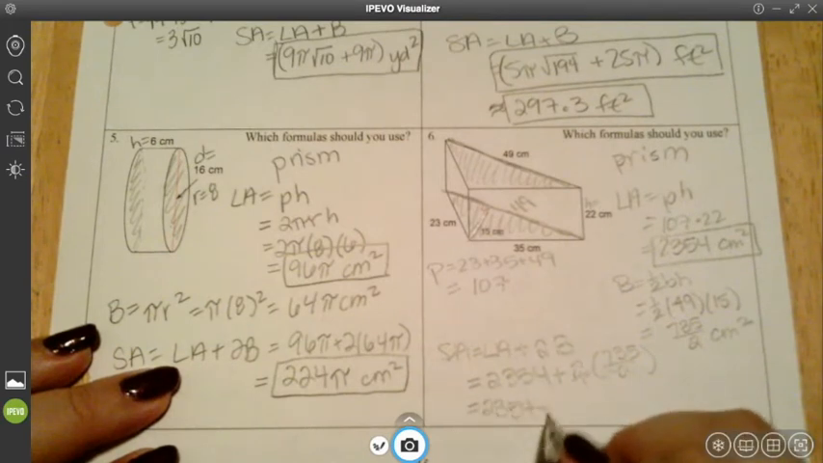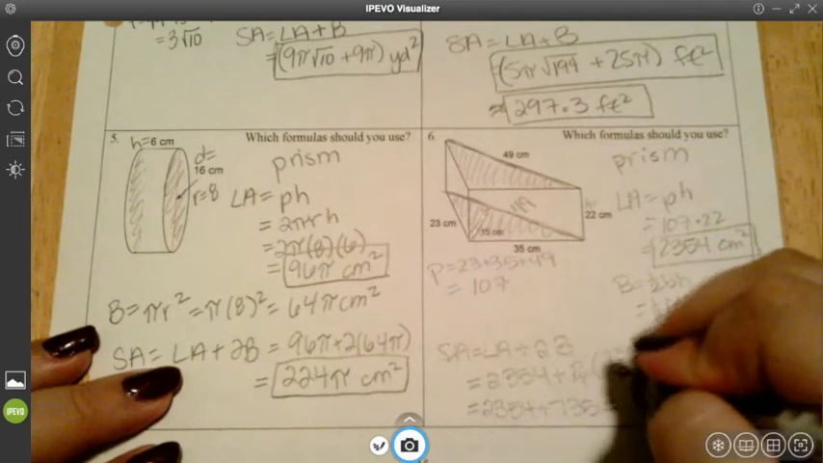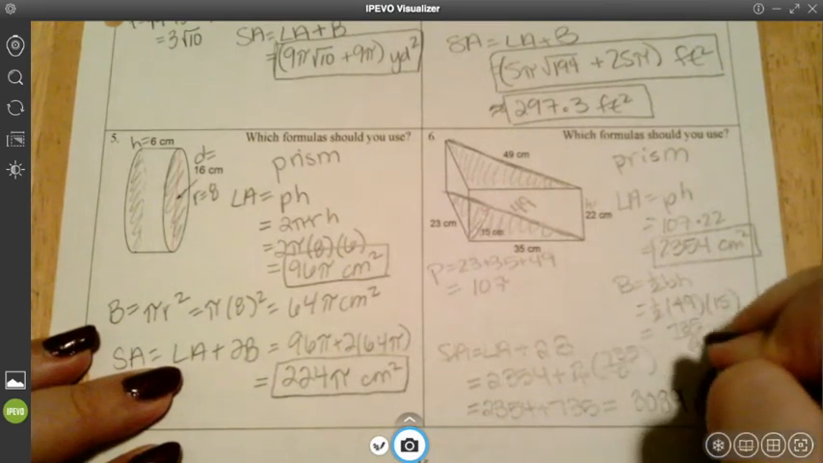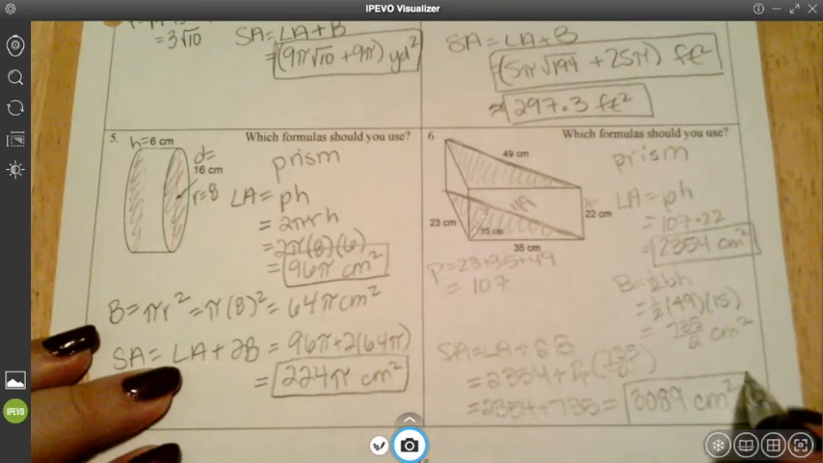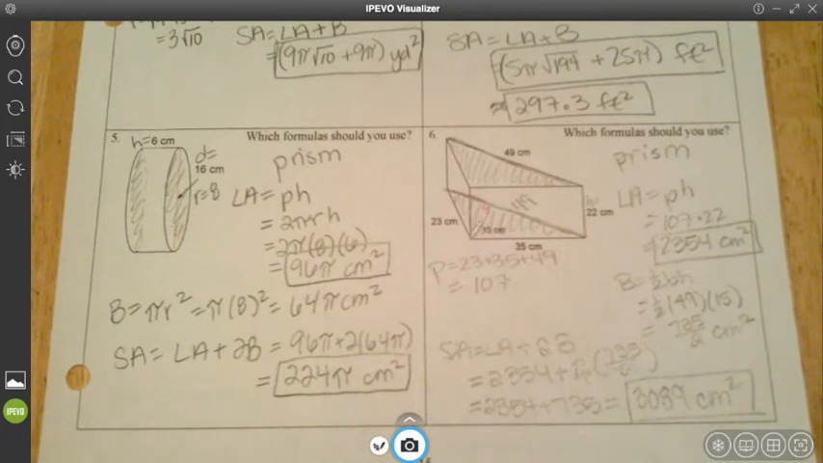2,354 plus 735 gives us a grand total of 3,089 squared centimeters. Okay, if you've been following along and not really typing things into your calculator, it is very important that you practice typing these into your calculator.